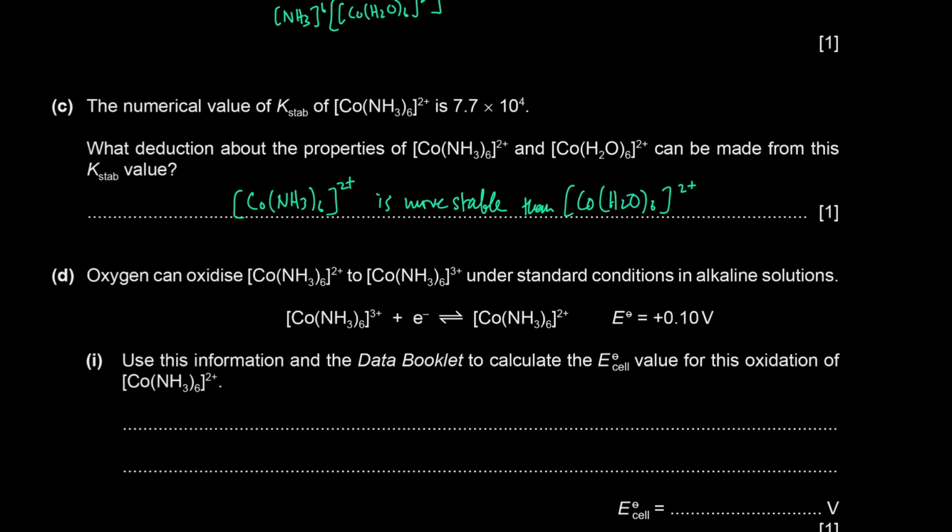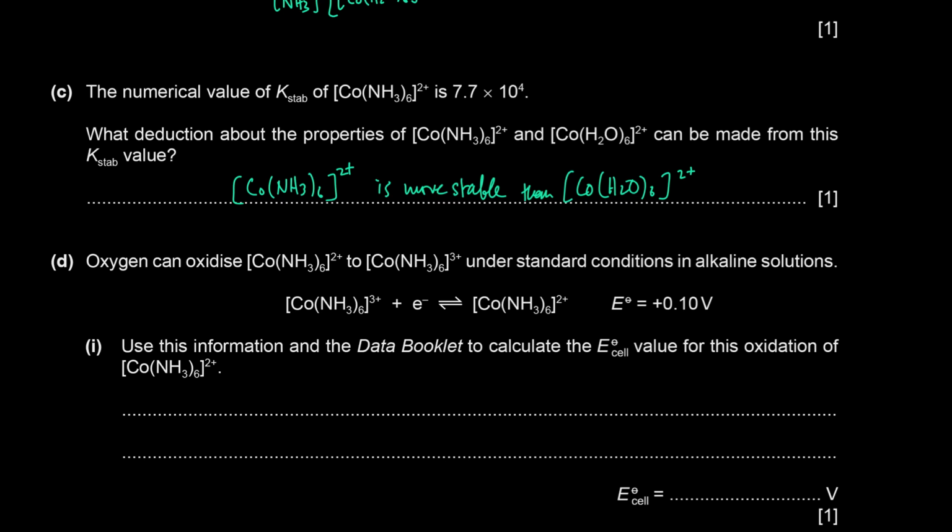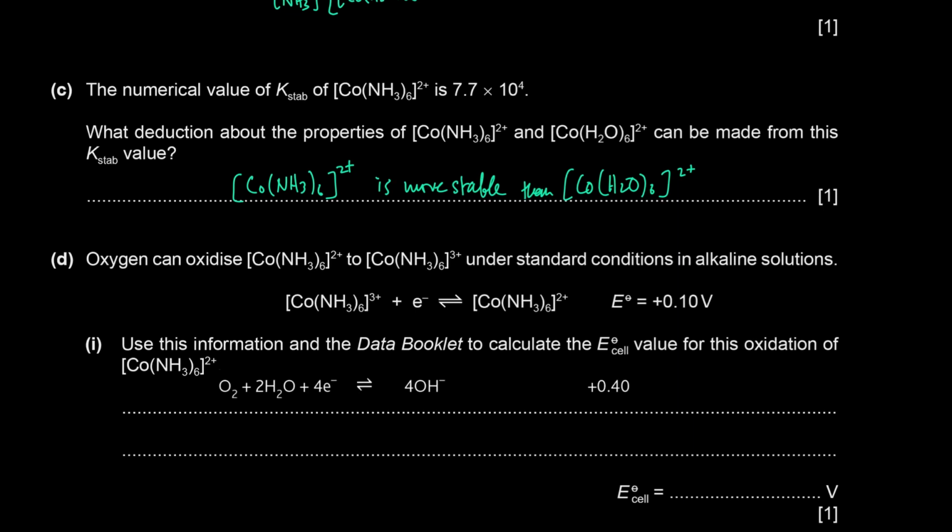Oxygen can oxidize Co(NH3)6 2+ to Co(NH3)6 3+ under standard conditions in alkaline solutions. Use this information and the data booklet to calculate the E0 cell value for this oxidation of cobalt(II) hexaamine. So for alkaline conditions, we're going to use this half equation, right? Oxygen is the oxidizing agent, so it's undergoing reduction. And they've given us the standard half equation for cobalt(III) hexamine to cobalt(II).